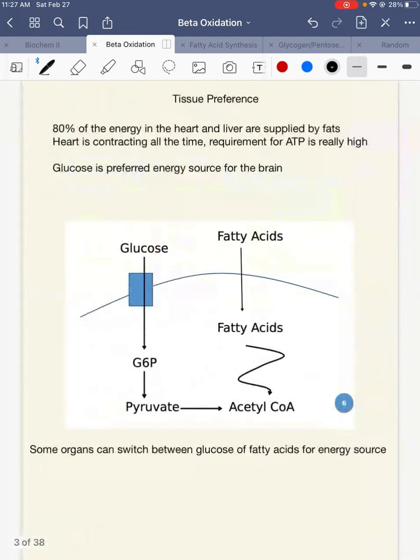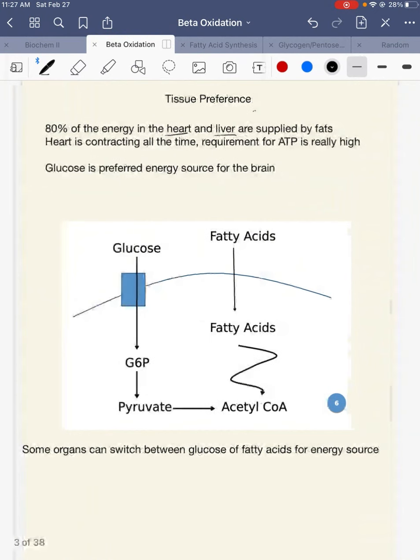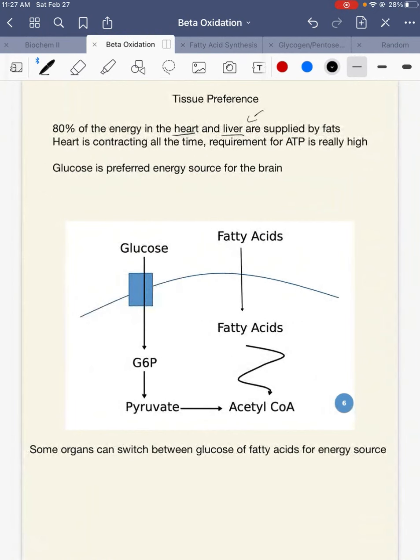So beta oxidation is mainly used by tissues that require a lot of energy. This would be your liver and your heart. Your liver does so many things. It does gluconeogenesis. It can make ketone bodies. So it does all these things when the body's in a low energy state. The liver requires a lot of energy, especially when it does gluconeogenesis, and the heart as well.